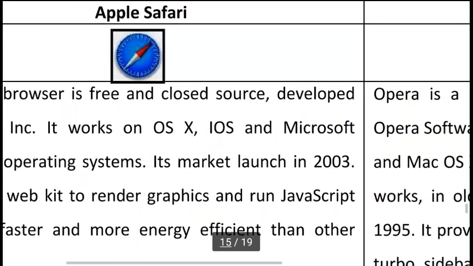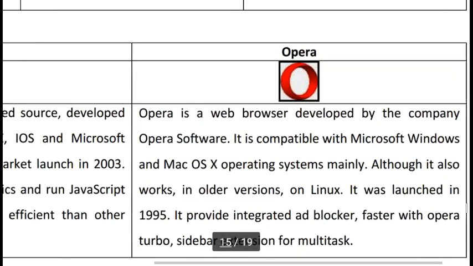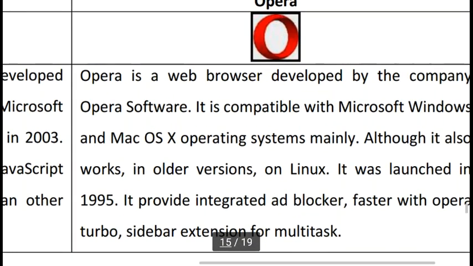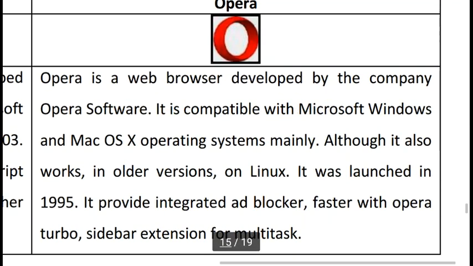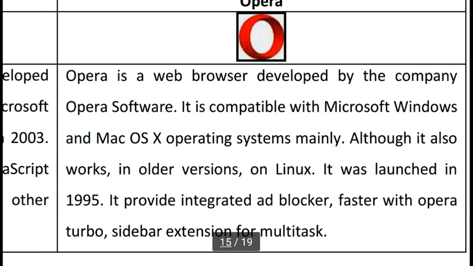Okay. Now last is Opera. Opera is a web browser developed by the company Opera Software. It is compatible with Microsoft Windows and Mac OS operating systems mainly, although it also works on older versions of Linux. It was launched in 1995. It provides an integrated ad blocker, means we can block advertisements faster with Opera Turbo, and a sidebar extension for multitasking facility.